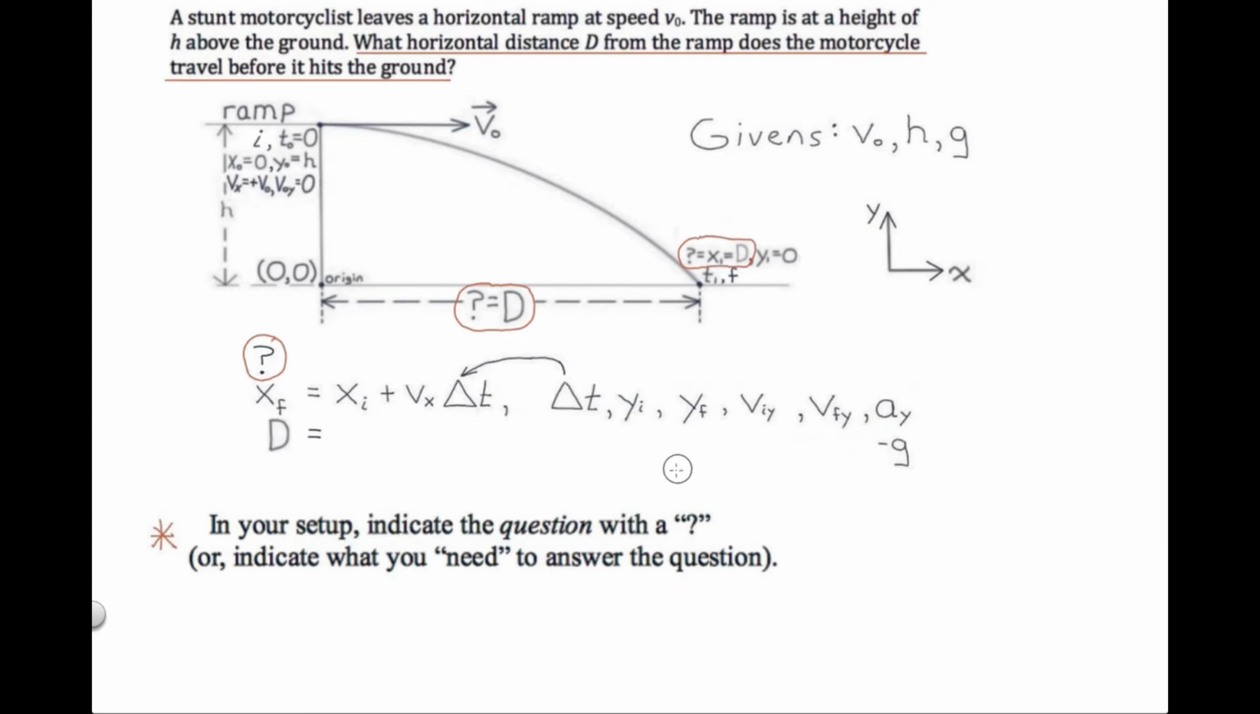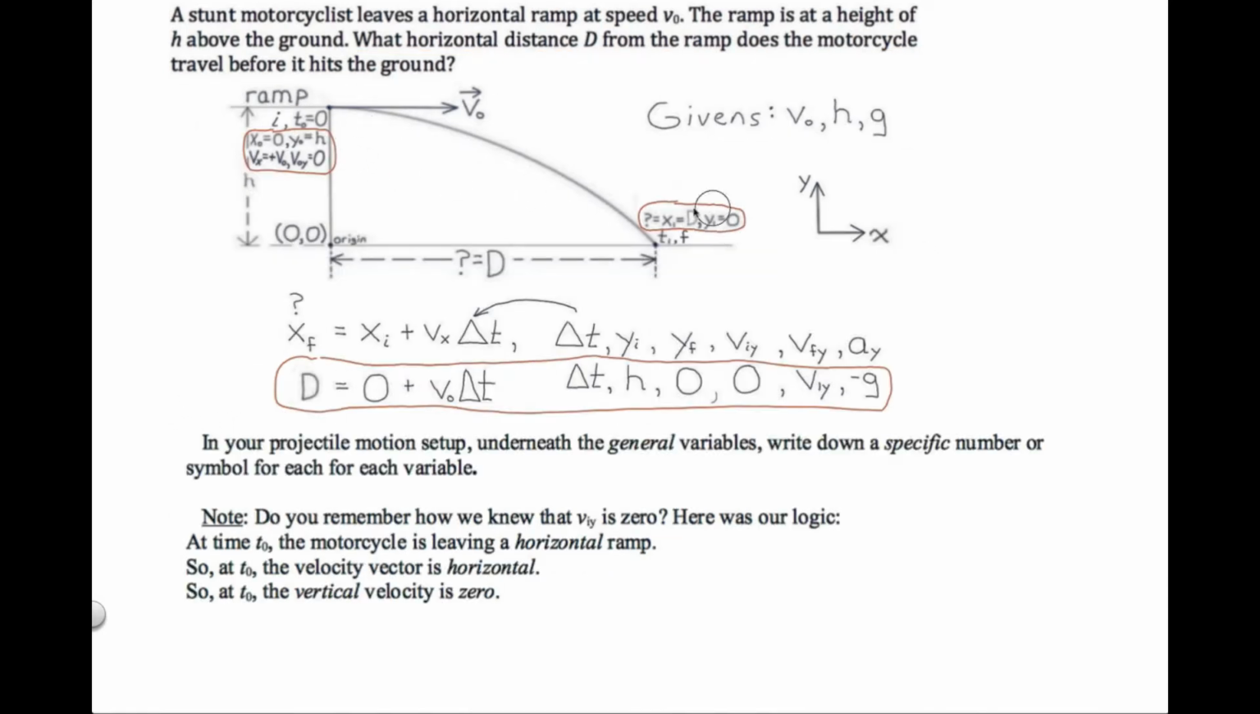So our plan is to use the setup for the y component to determine delta t. Then we'll substitute our result for delta t into the kinematics equation for the x component. Then we'll use our equation for the x component to determine capital D. Based on the work we did in our sketch, we can substitute specific numbers and symbols for each variable in our setup, like so.